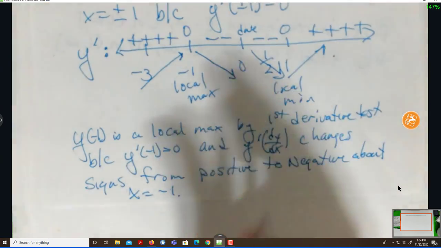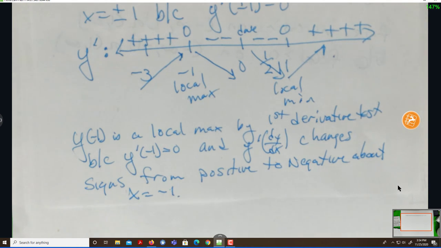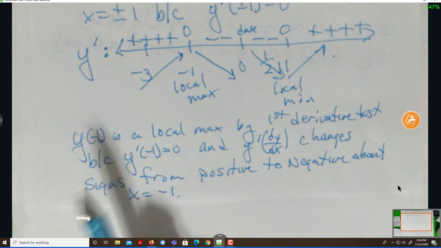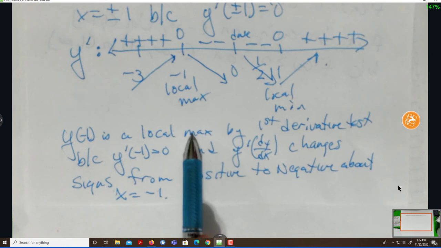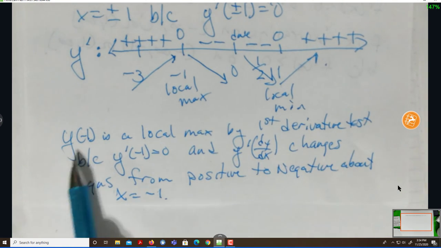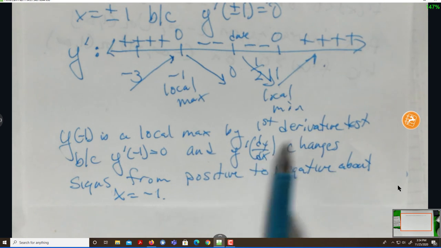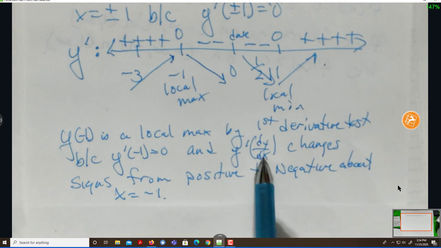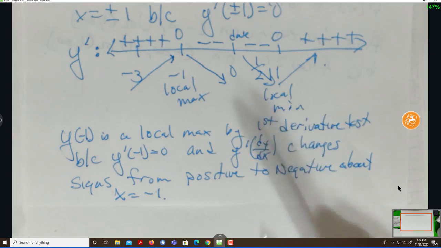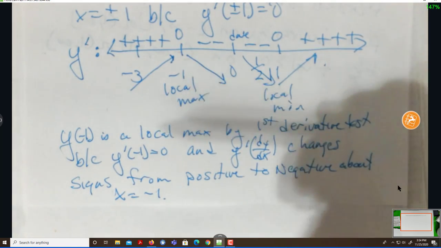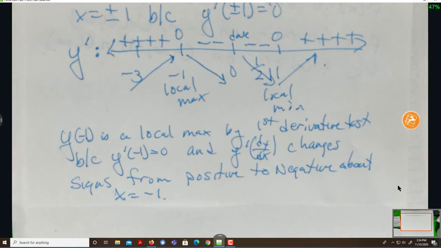Now, I'm not going to write the last sentence, but I'm going to walk you through it. I'm just going to use this and just change a couple things. y of 1 is a local minimum by the first derivative test because y prime of 1 is 0, and the derivative dy/dx changes signs from negative to positive about x equals positive 1, period. Notice the sentence is almost identical, just some key words are changed.